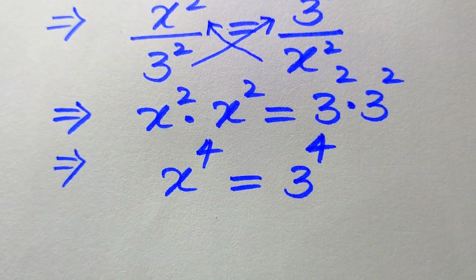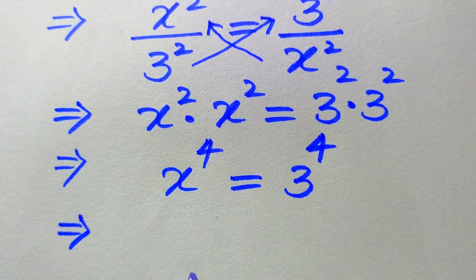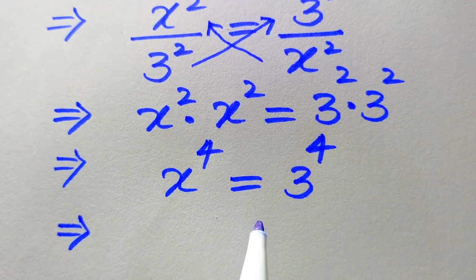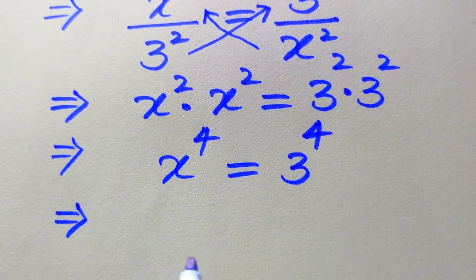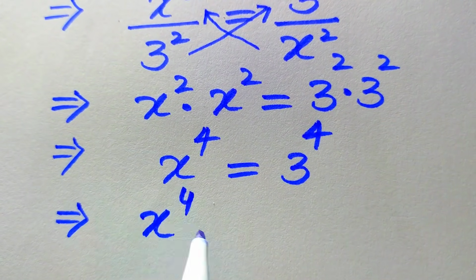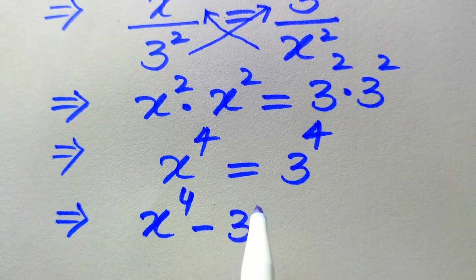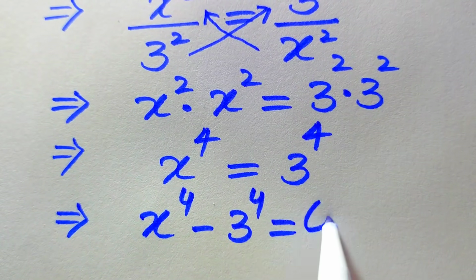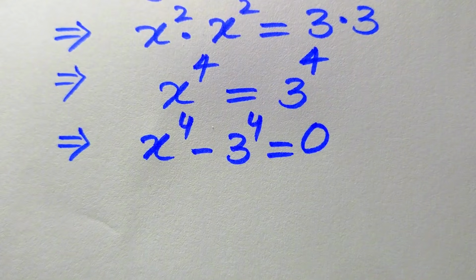After this little bit of simplification, we get our given equation into a fourth order equation. It means that this equation has 4 or fewer roots. We need to find all the roots of this equation. So we move the term from the right hand side to the left hand side, and we get x to the power of 4 minus 3 to the power of 4 equals 0.